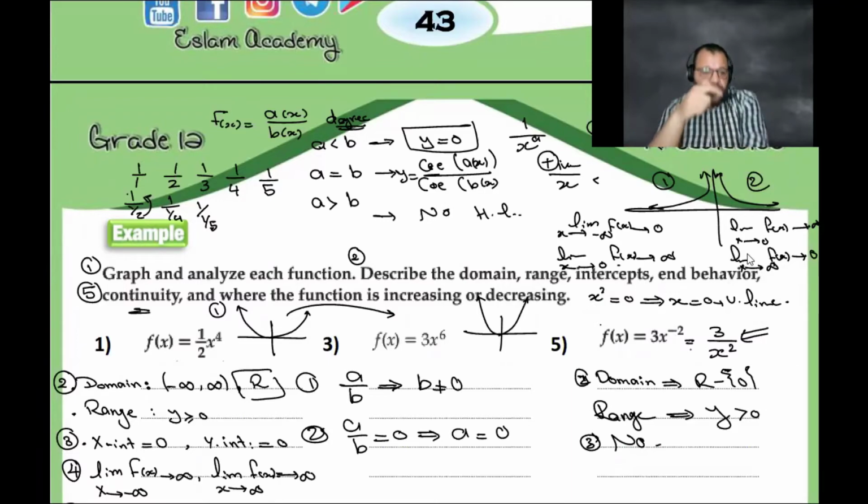No. Okay, then we can say that's discontinuous, and the function is increasing at the first part from negative infinity to 0 and decreasing from 0 to positive infinity. Any problem? No. Yes.